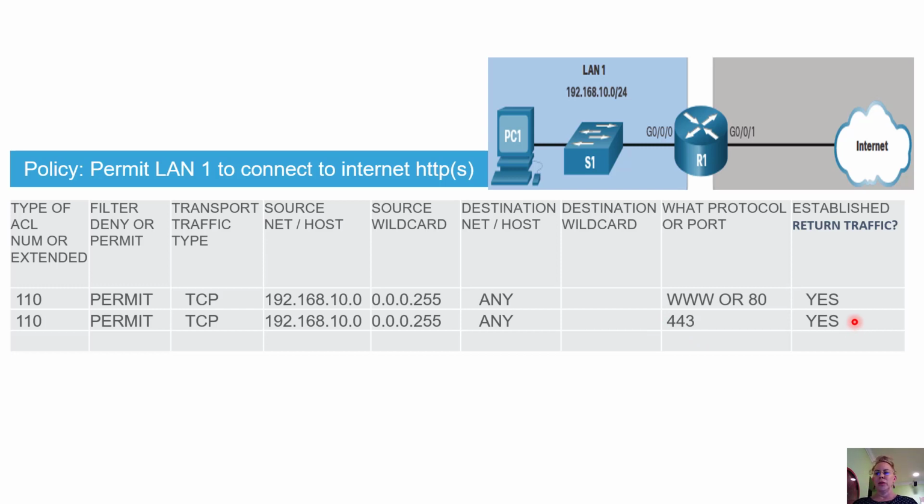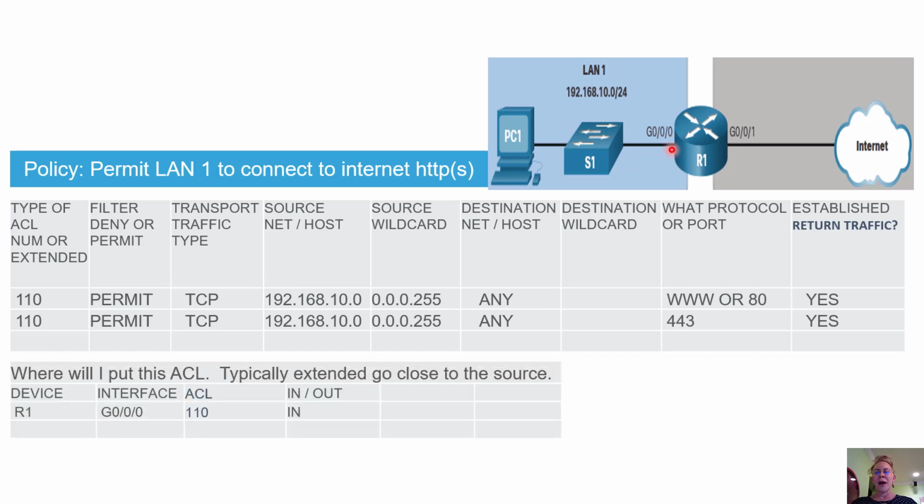Next, what do we have to think about? We have to think about what interface we are going to put this on. We're doing an extended access control list. The rule of thumb is to put it as close to the source as possible. So what that means is we're going to be putting it on G0/0. So what device? R1. What interface? G0/0. What access control list are we binding it to? 110. And do we want the packet looked at on the way in or on the way out? Well, it's going to be on the way in because we're sending the packet from PC1 into the router.